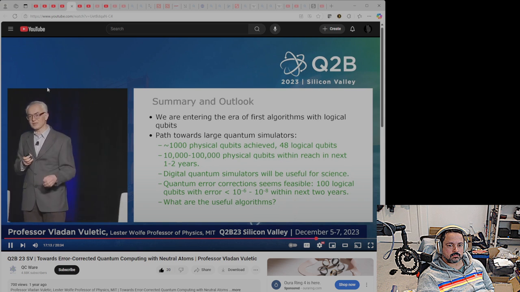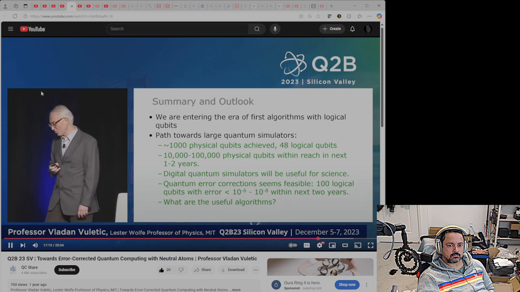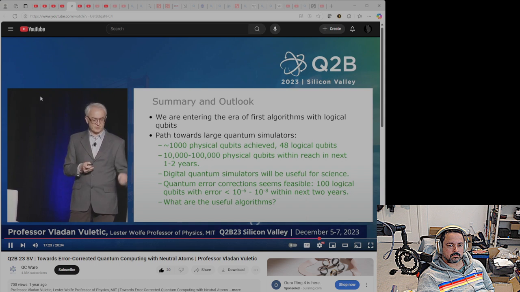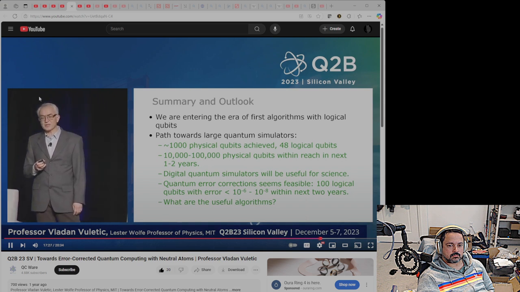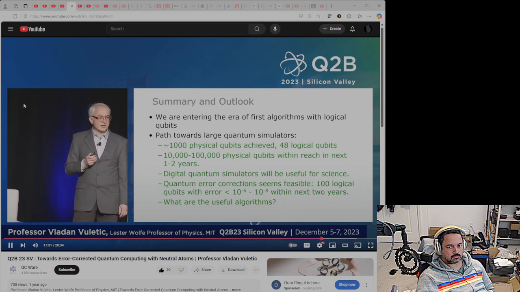I haven't shown you data, but they're available in the paper where we did experiments of up to 48 logical qubits. Other groups, I think we saw an example yesterday, are also working towards larger systems, but 10,000 physical qubits, and I would dare to say even 100,000 physical qubits in these systems, are within reach within the next 1 to 2 years.